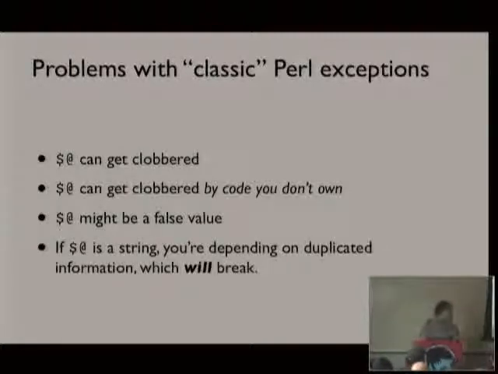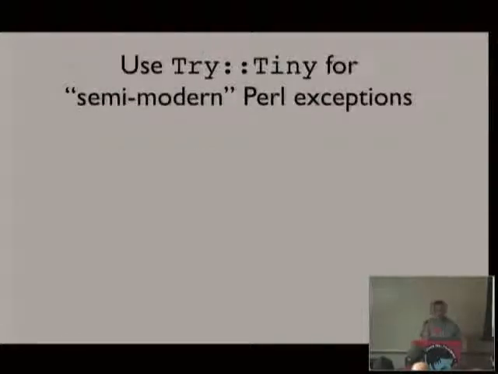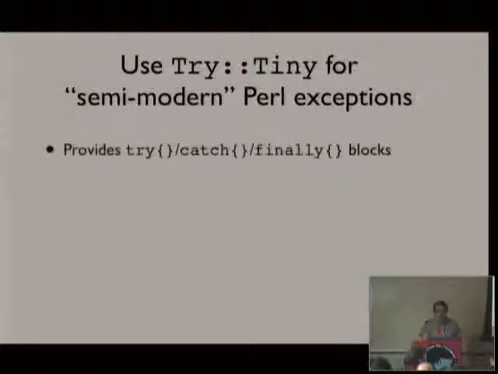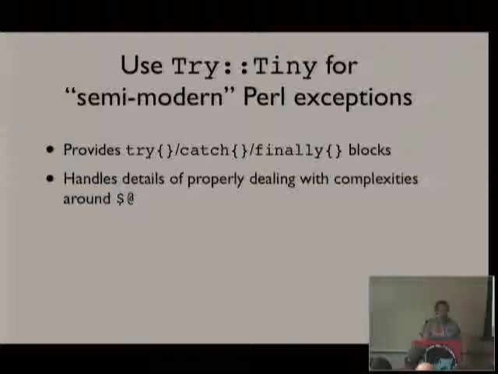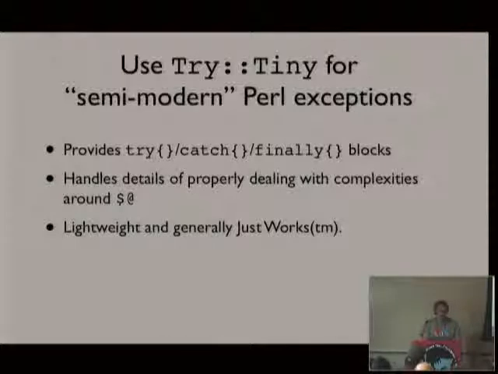And if it's a string, if you're looking at the contents of that string, you're depending on duplicated information, which at some point is going to break, probably at the least convenient time. So we have Try::Tiny. Everybody use Try::Tiny? Yeah, Try::Tiny rocks. It gives you semi-modern Perl exceptions. It provides try, catch, and finally. It handles all of the details of properly dealing with the complexities around $@, so you don't have to worry about it. And it's lightweight, and it generally just works.